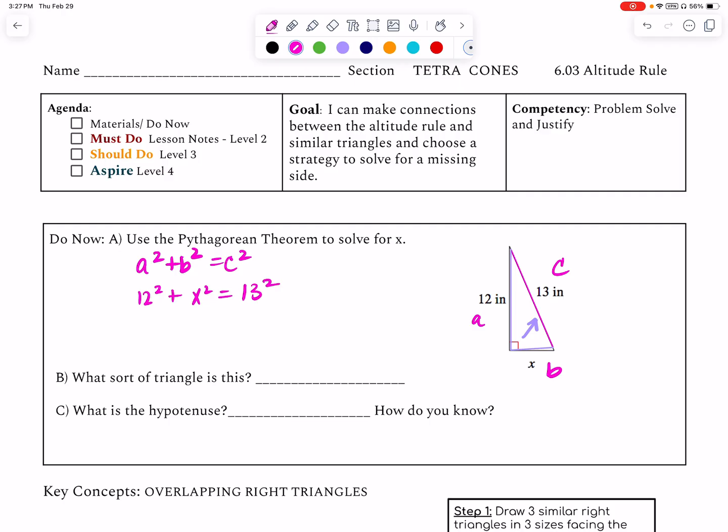I'm going to use our calculator. And 12 squared is 144. Bring down whatever we don't use. And 13 squared is 169. I'm going to subtract 144 on both sides. So x squared equals 25.